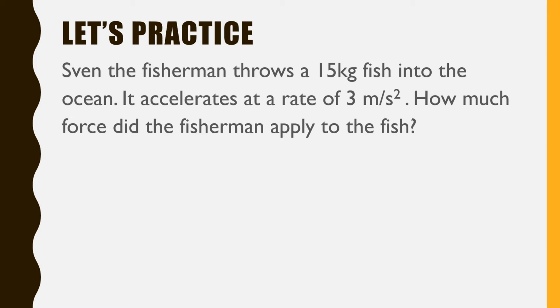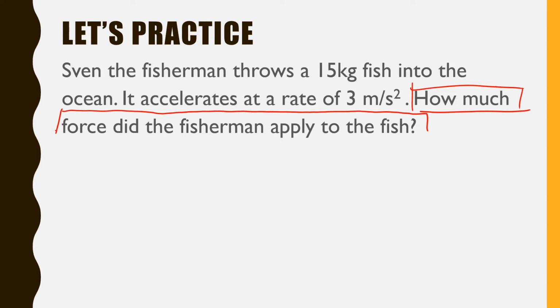So let's try another one. Sven the fisherman throws a 15 kilogram fish into the ocean. It accelerates at a rate of 3 meters per second squared. How much force did the fisherman apply to the fish? Here's my main question. I'm going to start underlining, so I know I'm going to be looking for force, but I'm also going to underline fish, because I want to know about the fish, not the fisherman.